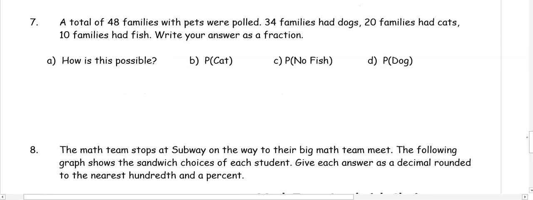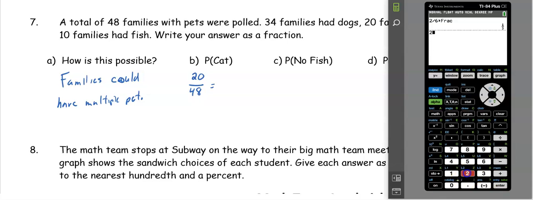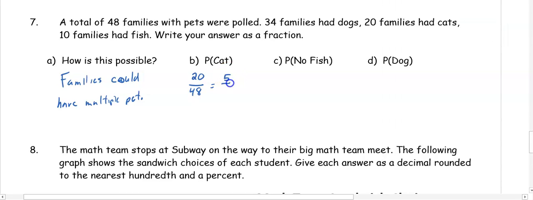Number 7, a total of 48 families with pets were polled. 34 families had dogs, 20 families had cats, and 10 families had fish. So if we look at these numbers, we see that they would add up to more than 48. How is that possible? Because families could have multiple pets. So what's the probability that they have a cat? So there are 20 cat families out of 48. So we can do 20 divided by 48, math, enter, enter, and that reduces to 5/12.